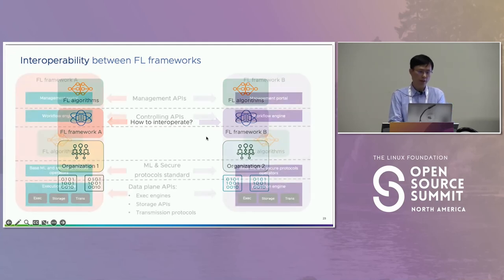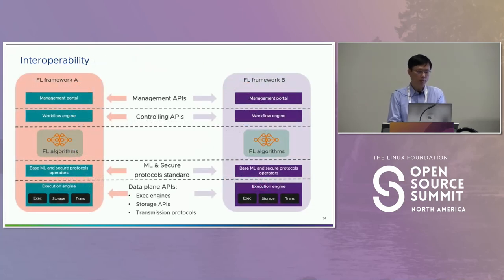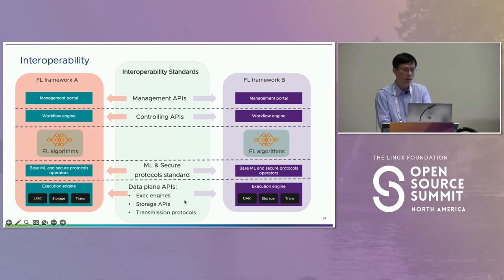So the community of FATE and other federated learning projects are proposing a solution to increase the interoperability standards of different heterogeneous frameworks. Here, we have framework A working with framework B. We need to comply with common interoperability standards like the management API, controlling API, the ML security protocol, and also data plane management, so that they can talk to each other. So we are proposing some architecture changes or common APIs in FATE 2.0 to aim for interoperability between different architectures or different frameworks. This is underway for FATE 2.0.